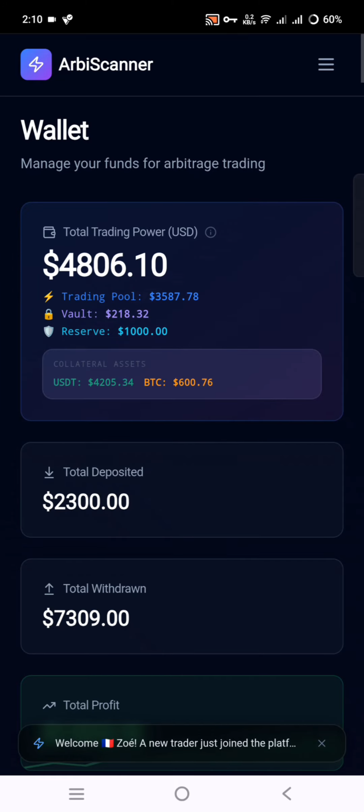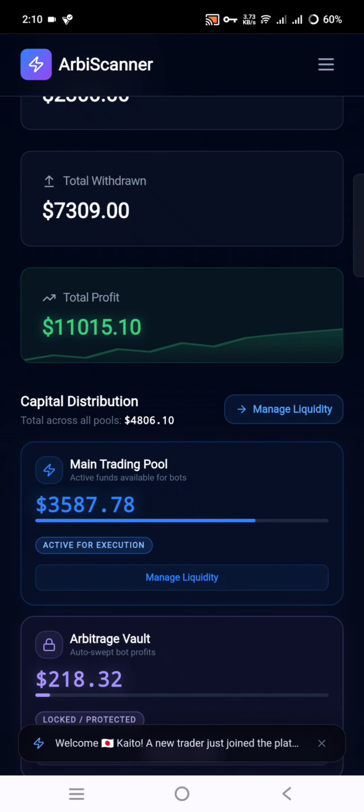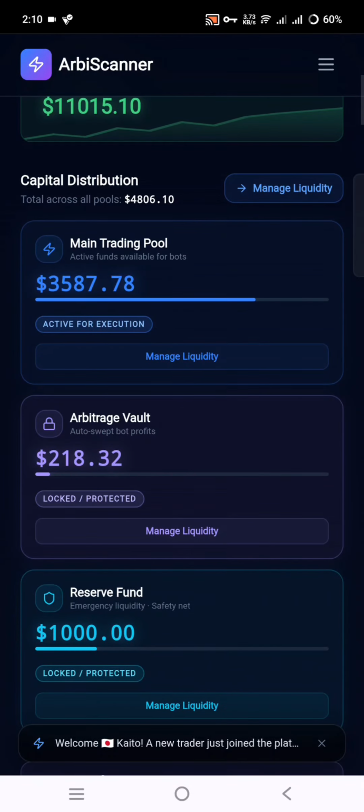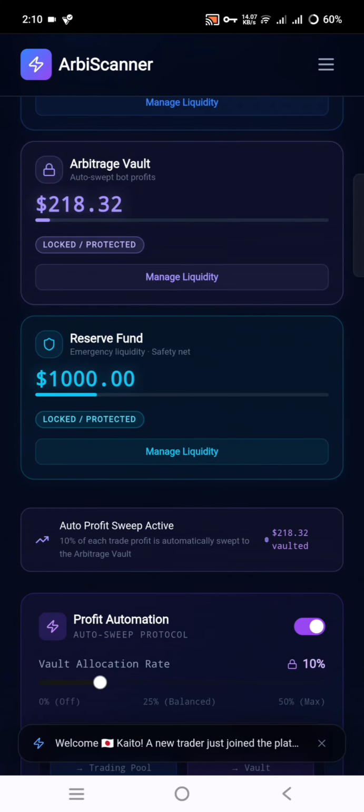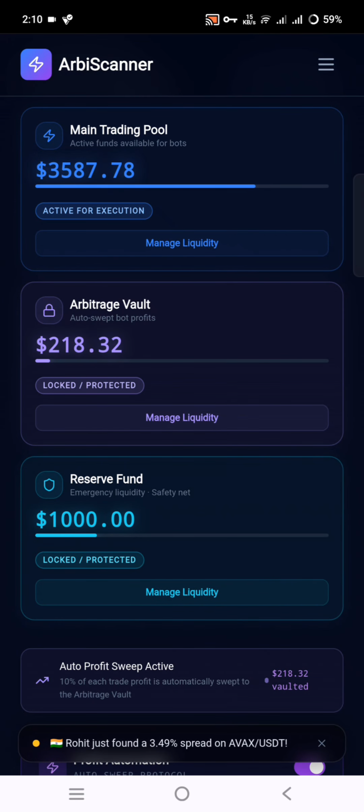But this wallet is divided into different segments, guys. Actually, it is divided into 3 segments. We have the main trading pool. When you want to execute any trade, like any arbitrage opportunity, you only use the amount in the main trading pool. But when you want to execute it, you can also take some amount from the arbitrage vault, and also from the reserve.